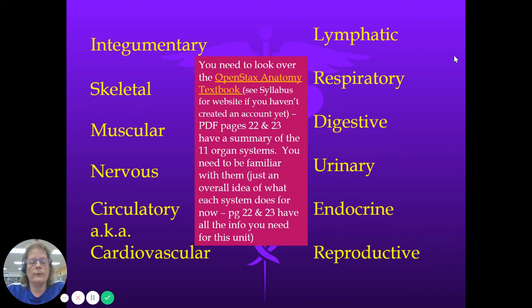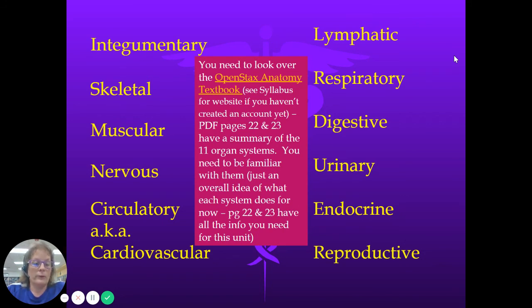And when you do that, basically it's PDF pages 22 and 23. It's in chapter 1. And those 2 pages have a summary of these 11 organ systems. There's just a little blurb about each one, just a real brief, this is what this organ system does overall, a couple of organs, gives you a picture. For right now, I just need you to have an overall idea of what each one does. The purpose of this class is to go through each system in detail, but right now you just need to know a little bit about each one.